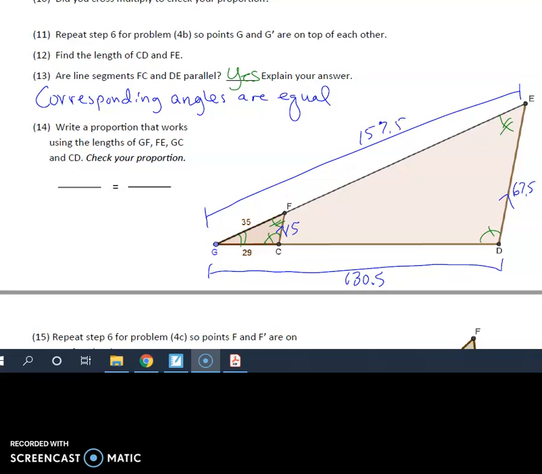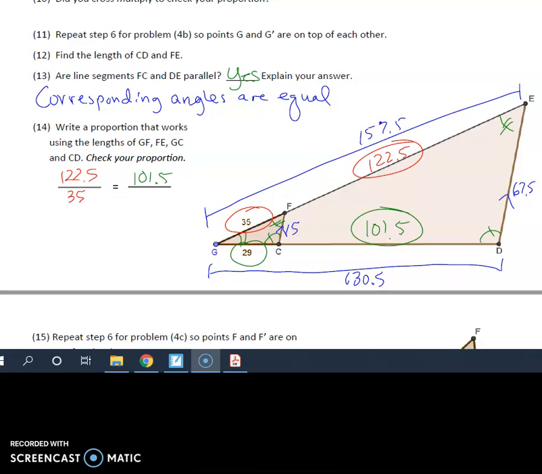Ask you to write a proportion that works. So if I go back to what I did previously, I took the 157.5 and I took away the 35 to see what's left. And what is left is 122.5. So I'm taking these two pieces here. That's going to be one of the ratios. And then for the other one, the 130.5, I'm taking that length and subtracting away 29. And I'm finding that length to be 101.5. And so I'm setting up a proportion using those two pieces.